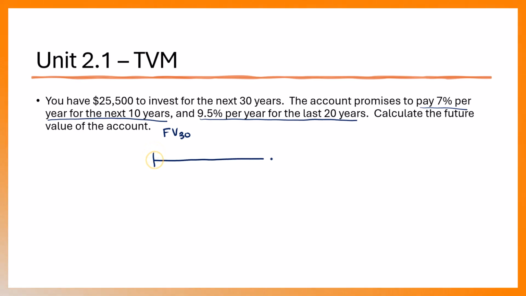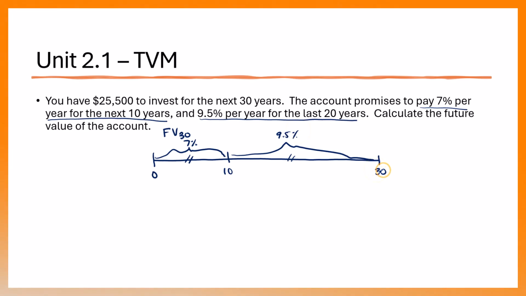First, let's draw the timeline. Obviously, I'm not going to draw 30 ticks on the timeline, but what we'll do is this. For the first 10 years, you can see that the account is going to pay 7%, and for the last 20 years, the account is going to pay 9.5%.